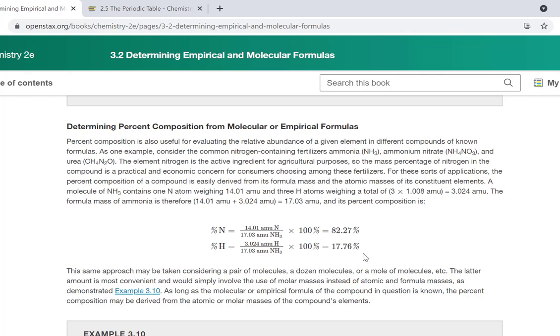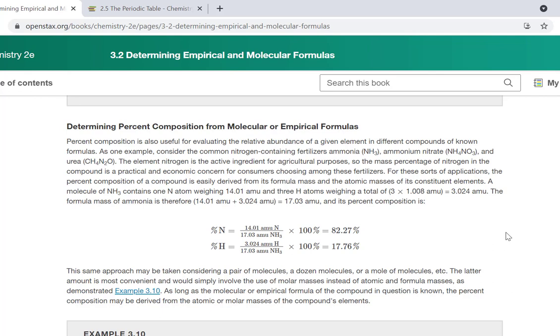Same thing for the hydrogen. So you can find percent compositions from the empirical formulas of compounds by basically doing what we did in the last section, and then this additional step where we divide the amount of a particular element by the full amount.